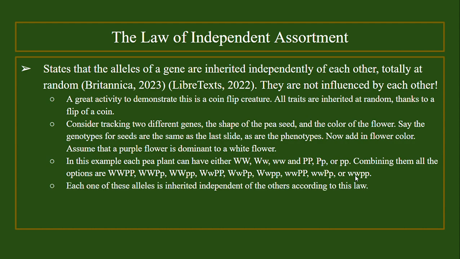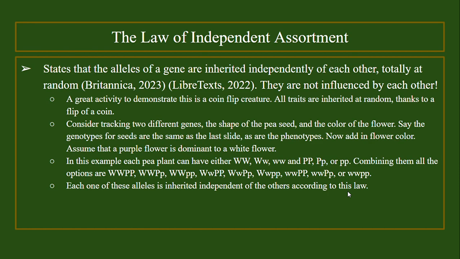Each one of these alleles was inherited independently of the others, right? This little p, this recessive allele, was inherited independently. It didn't depend on another recessive allele or another recessive allele. It came on its own. And that is the law of independent assortment.